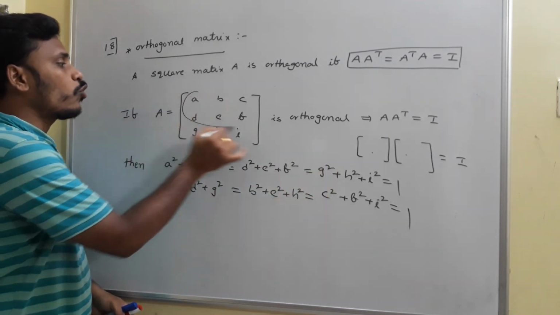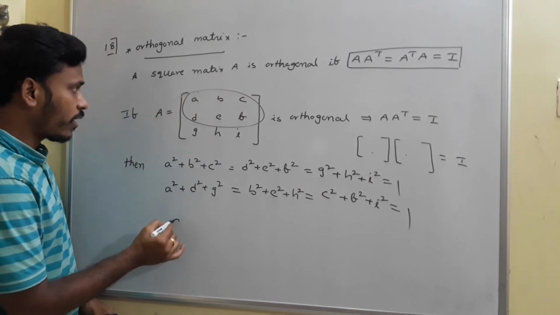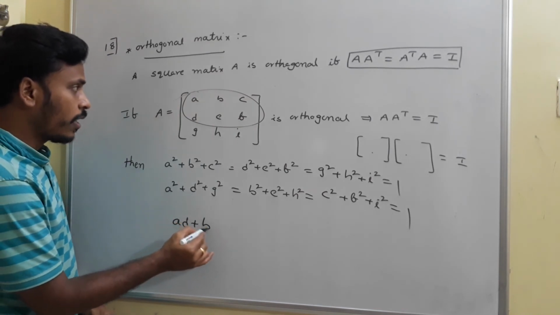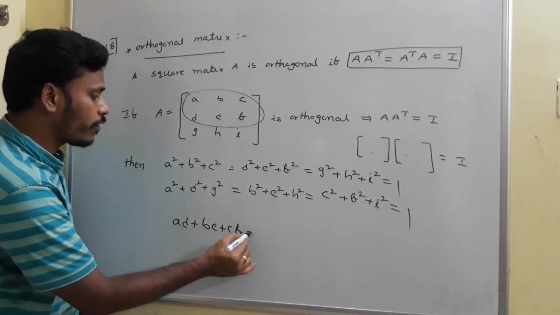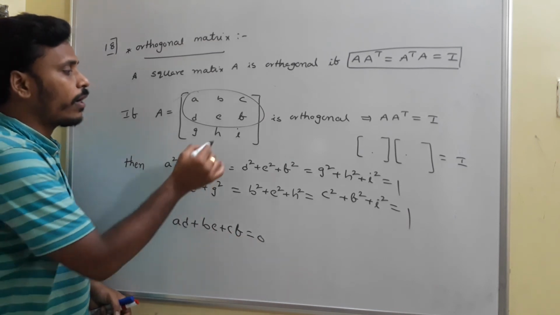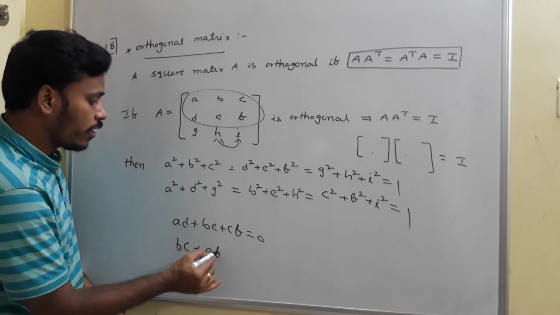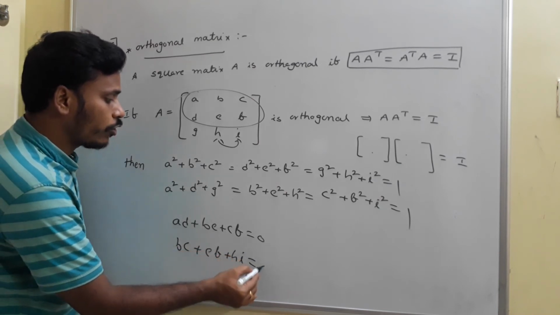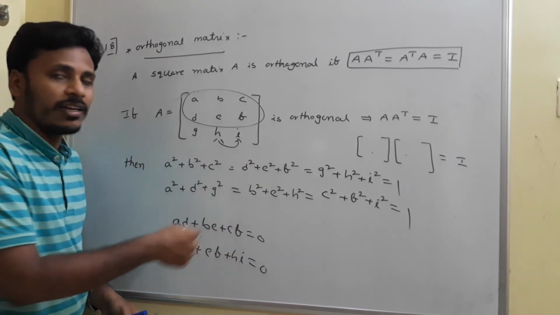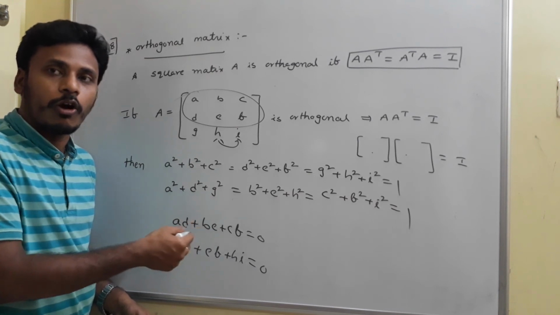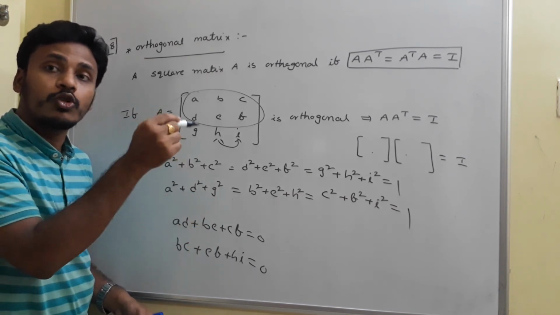Otherwise you take any two rows or any two columns, and then you multiply the corresponding elements. AD plus BE plus CF is equal to 0. Or you may take these two columns, and then you will get BC plus EF plus HI is equal to 0. Memorizing all these things in terms of A, B, C, D, E, F is somewhat complicated, but you just memorize those results.